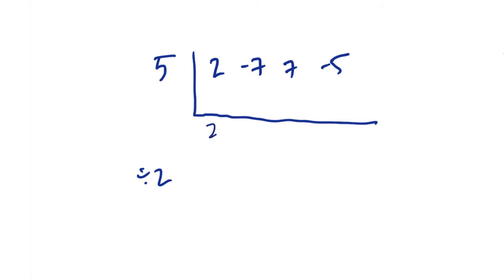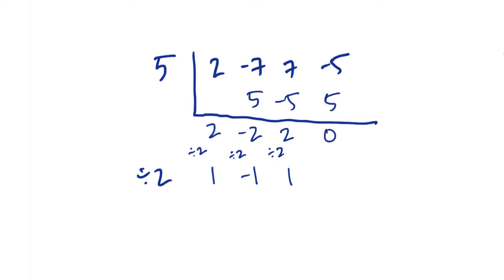Bring down the 2, and then divide by 2. Remember, you can't forget to do that when the leading coefficient is not 1. So we get 1. 5 times 1 is 5. Negative 7 plus 5 is negative 2. Divide by 2, which is negative 1. 5 times negative 1 is negative 5. 7 plus negative 5 is 2. And then divide by 2, which is 1. 5 times 1 is 5. Negative 5 plus 5 is 0, exactly as we'd expect.